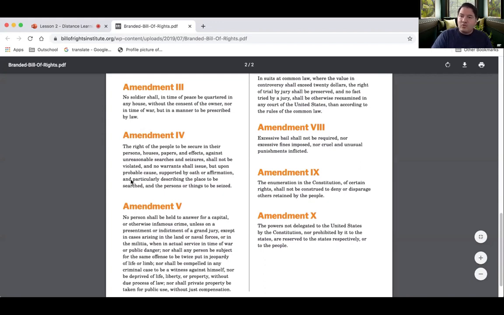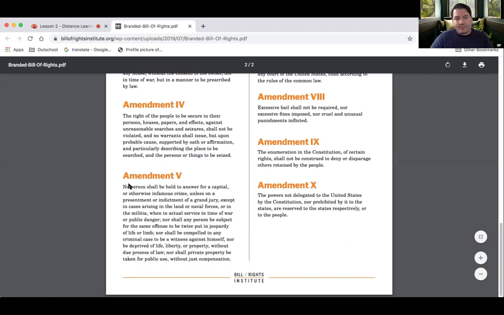If your person, your body, or your property, your home, your car, are to be searched, not only do they have to have probable cause, aka a reason to go in, but in addition to that, they must be very specific on where and when and what can be searched.